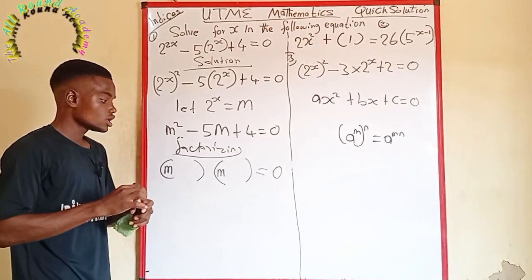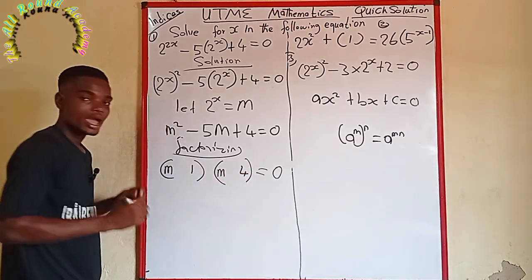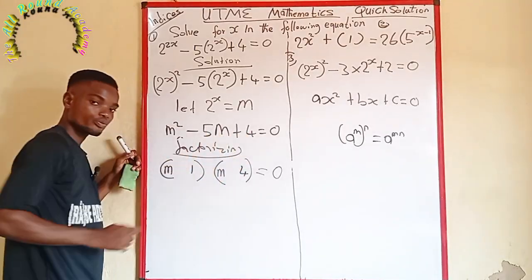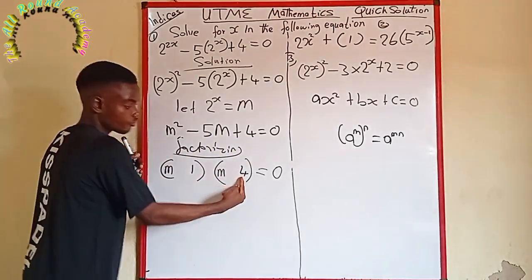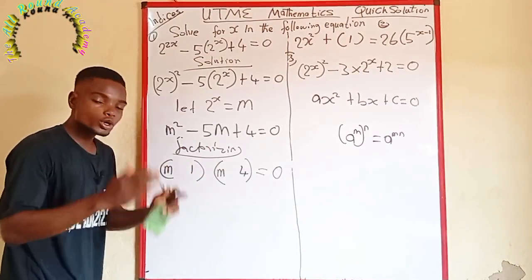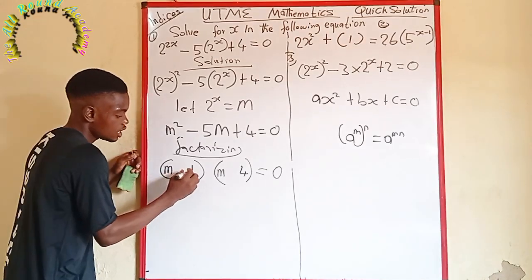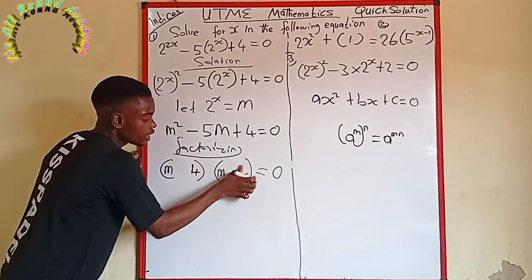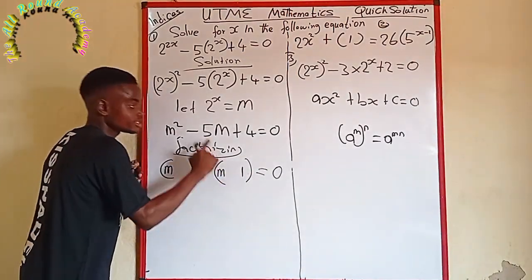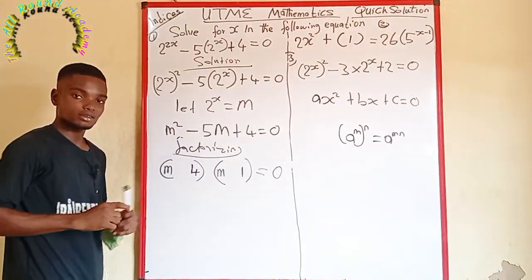When you are doing this, you should be very careful with the signs you use. Remember, 1 multiplied by 4 gives 4. But 1 plus 4 gives 5, and it will be positive 5, whereas I have negative 5. If I say let this one be 4 and this one be 1, 4 plus 1 gives 5, but it's a positive 5 instead of negative 5.